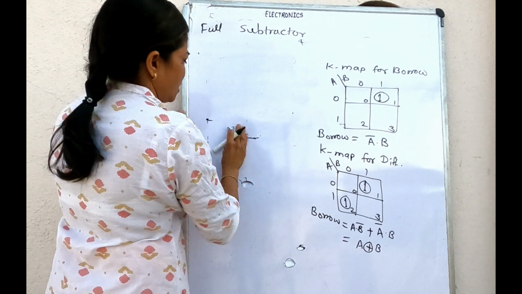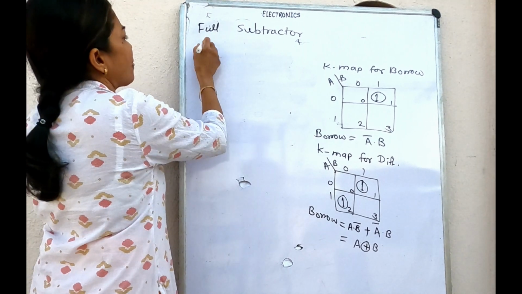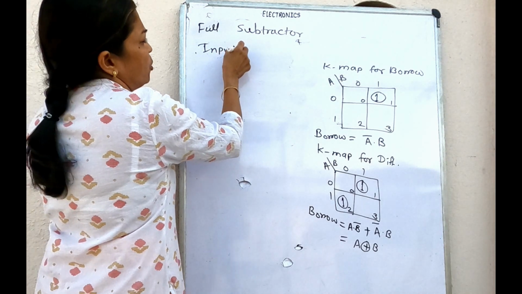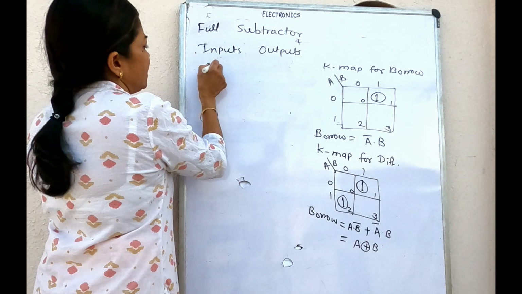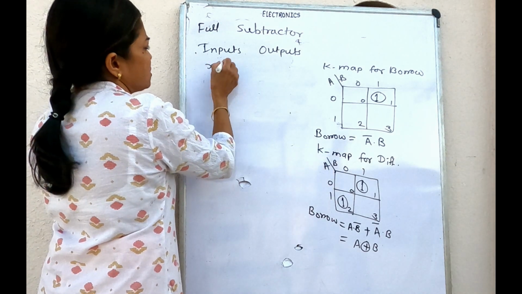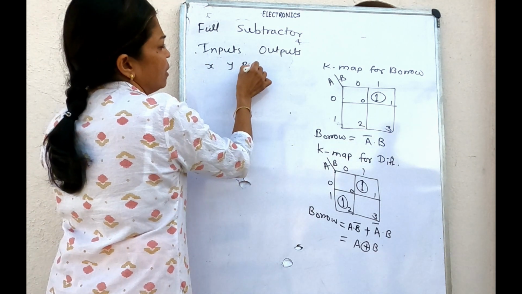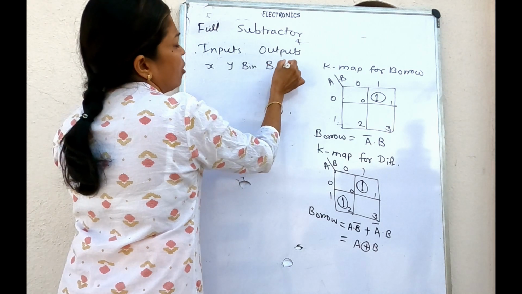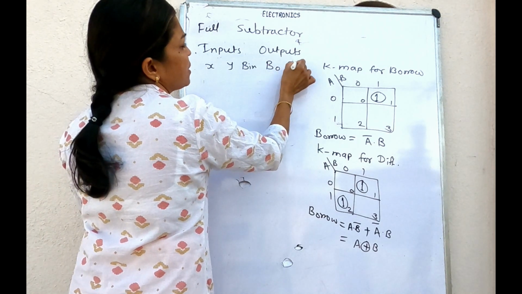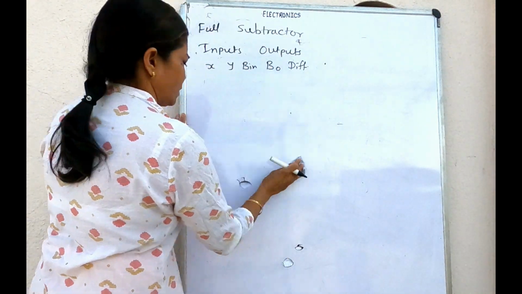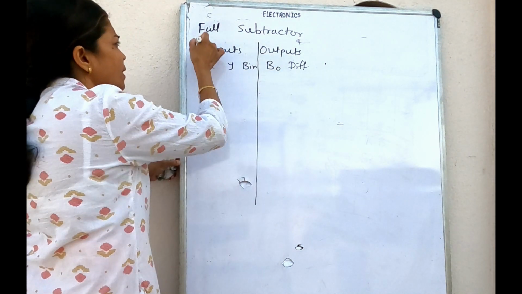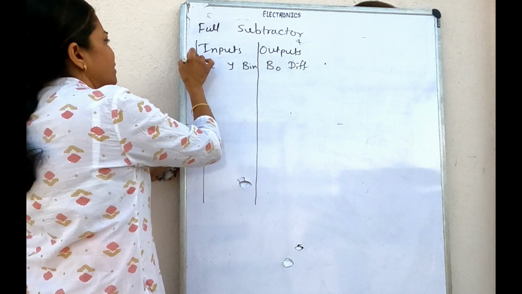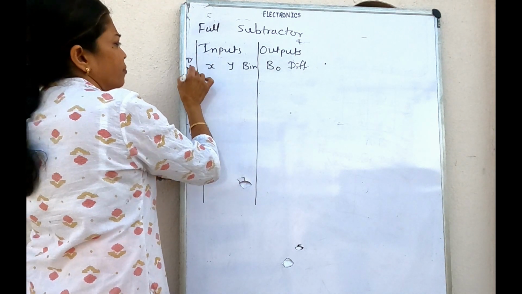The first step is to assign variables to inputs and outputs. Say the inputs are as say X, Y and borrow in, and outputs are borrow out as well as the difference. Subtractor rules we have to use to complete this table. We will write the decimal number equivalent.